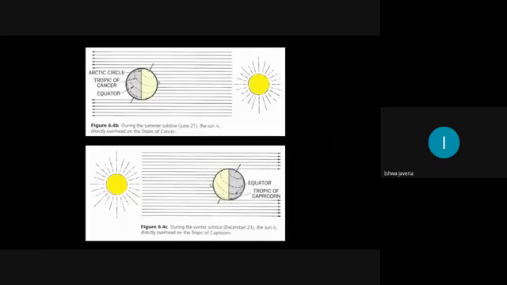And then, importantly, we talked about how during the summer solstice, the sun is directly overhead on the Tropic of Cancer, and during the winter solstice, the sun is directly overhead on the Tropic of Capricorn. And I have already told you what the Tropic of Cancer and the Tropic of Capricorn are. It's 23.5 degrees above the equator and below the equator.